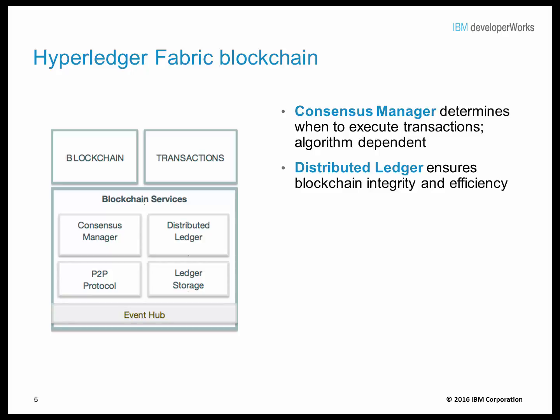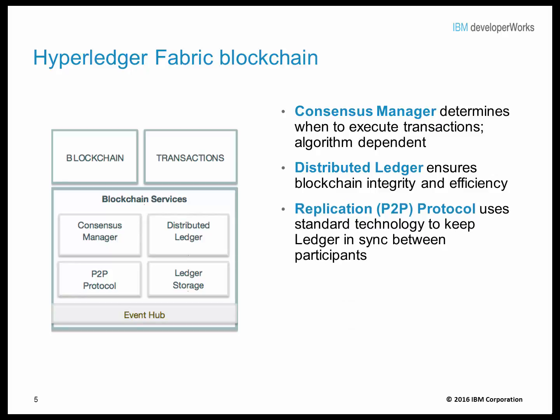Blockchain services manage the distributed ledger through a peer-to-peer protocol, which is built on HTTP2 standards. Distributed ledger ensures the integrity and efficiency of blockchain by maintaining the state of the ledger. Now going to the third one, which is replication protocol.